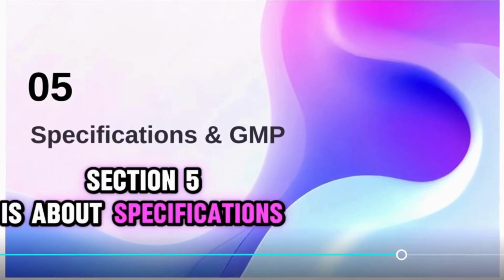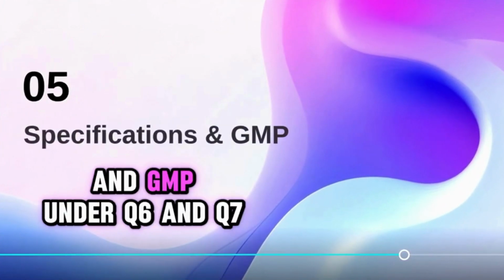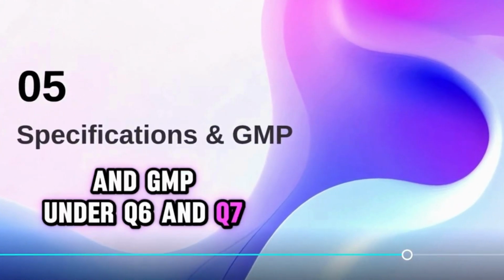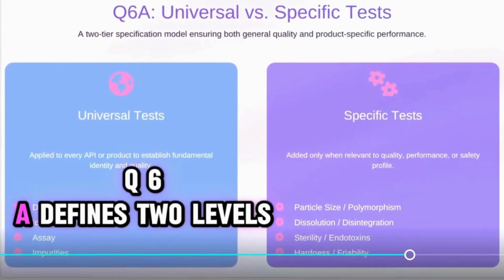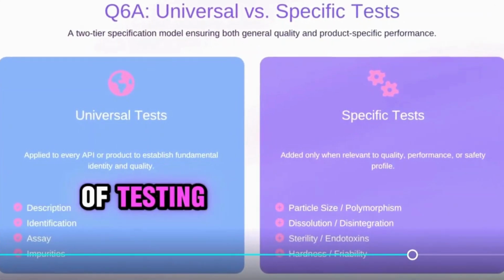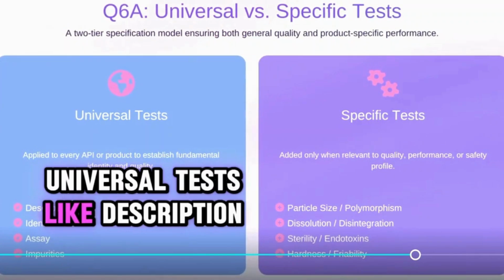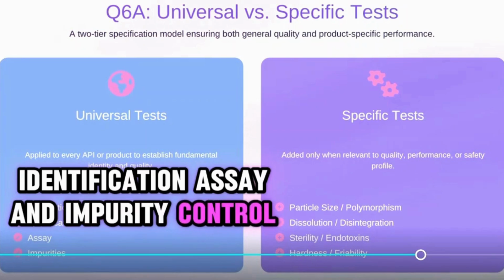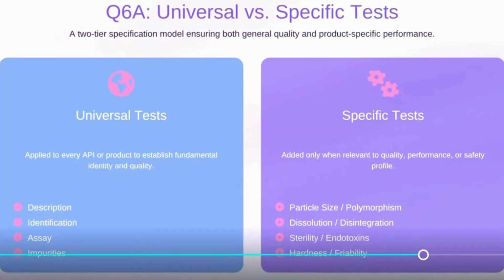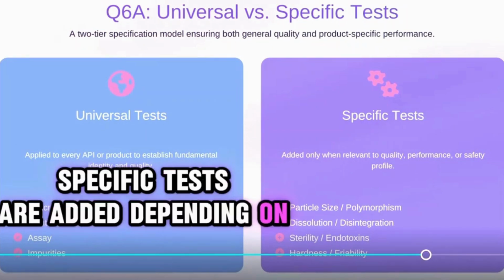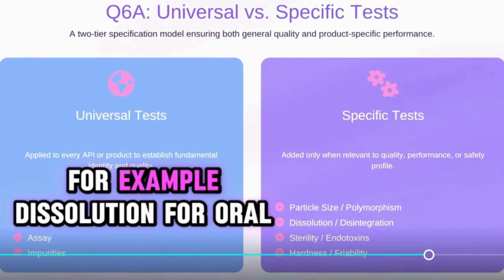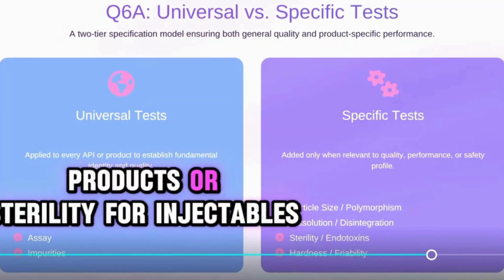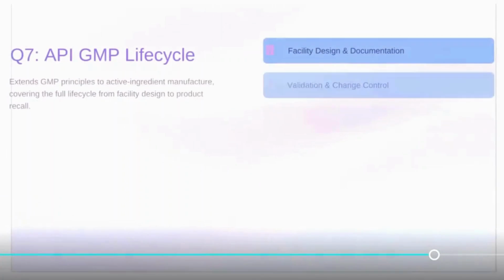Section 5 is about specifications and GMP under Q6 and Q7. Q6A defines 2 levels of testing. Universal tests like description, identification, assay, and impurity control apply to every product. Specific tests are added depending on dosage form, for example, dissolution for oral products or sterility for injectables.